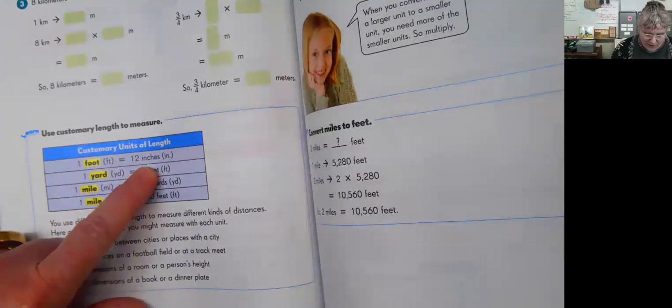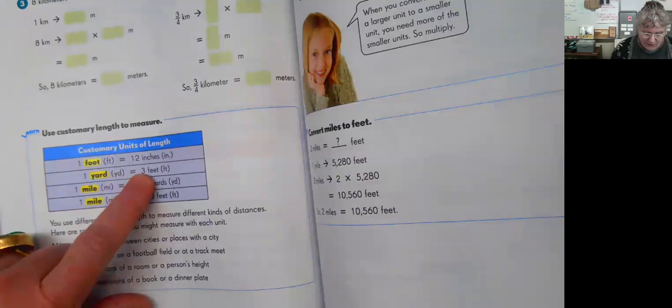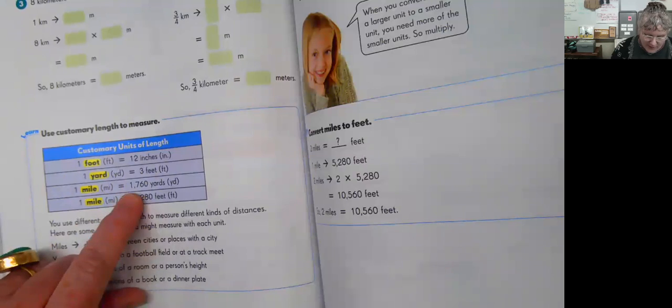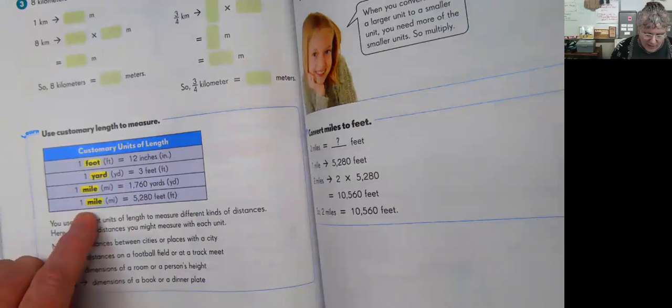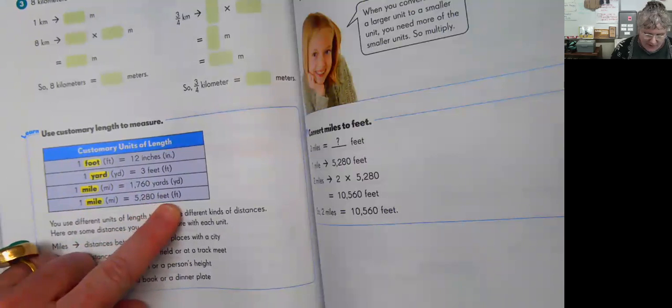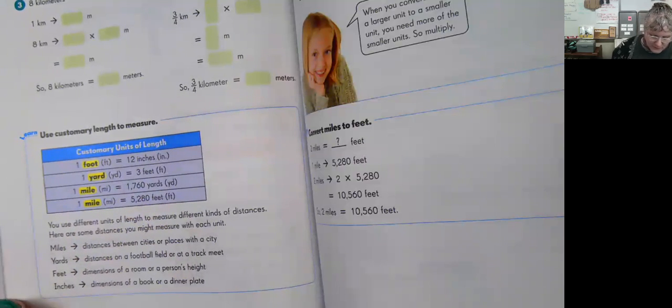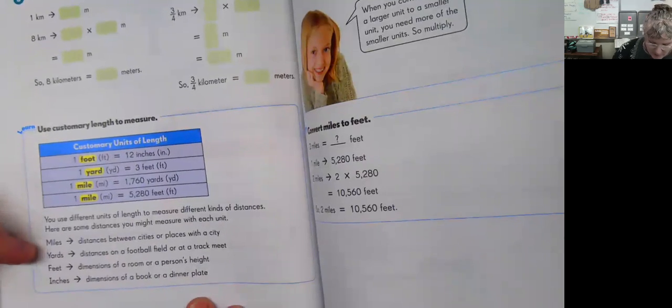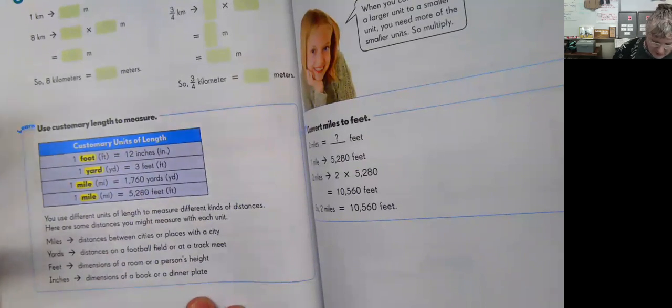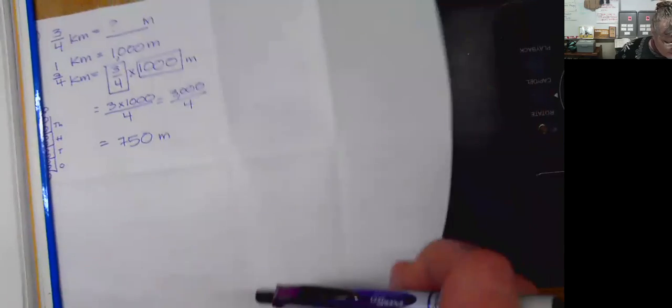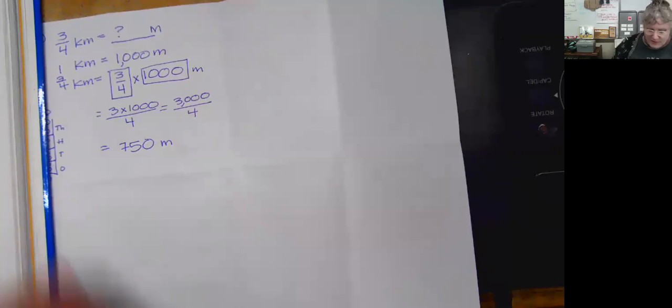1 foot equals 12 inches. 1 yard equals 3 feet. 1 mile equals 1,760 yards. 1 mile equals 5,280 feet. Okay? So, just like with the metric system, miles measure distances between places, cities or places within a city. Yards would measure like a football field or a track meet. Feet would measure a room or a person's height. Inches would measure something small like a book or a dinner plate. Okay? So, we're going to look at how to convert these measurements.